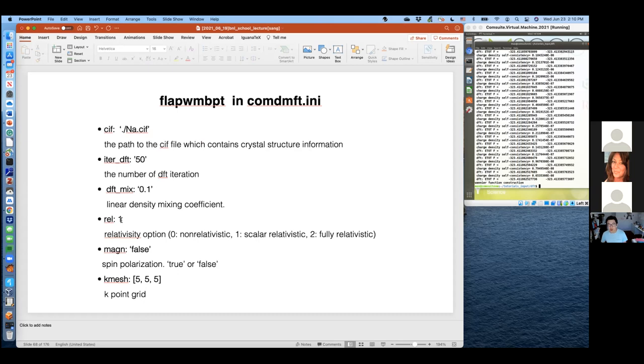And for the relativistic calculation, we have three options. One is non-relativistic, second one is scalar relativistic, and the third one is fully relativistic. What I mean by fully relativistic is that we are using the Dirac equation for our band structure calculation, but here I just set it to one. And for the spin polarization, you can put it true or false, but here the default is false, and I put it false because it's sodium. And for the K-point meshes, you can put it 5 by 5 by 5, but you can increase it more and more for a better converged calculation.